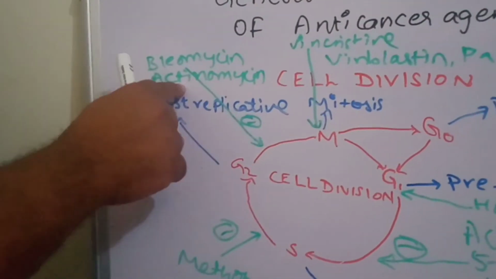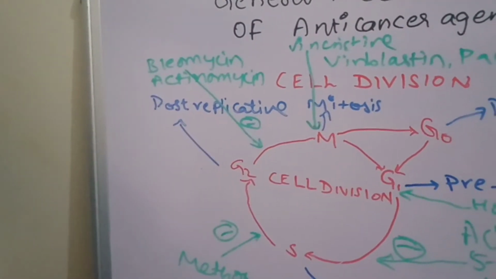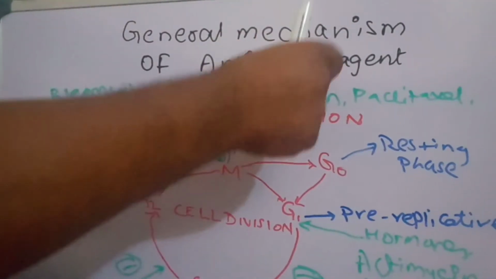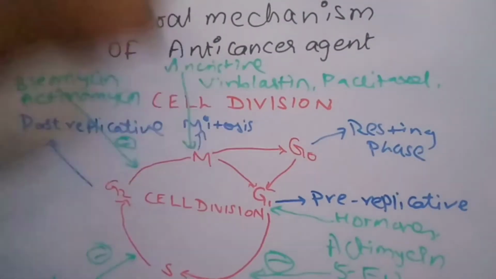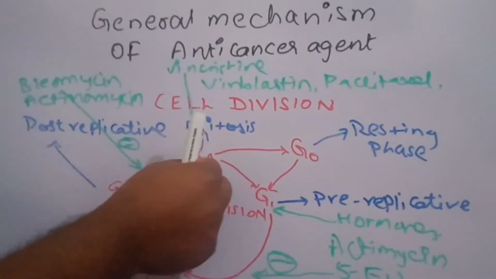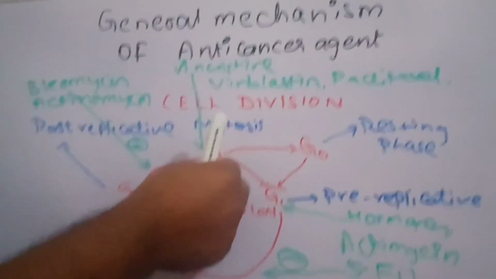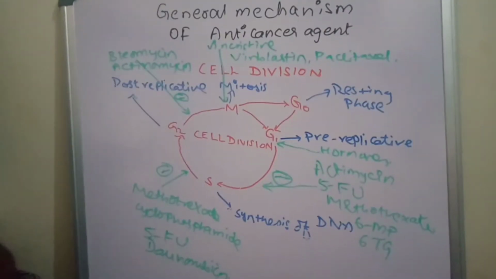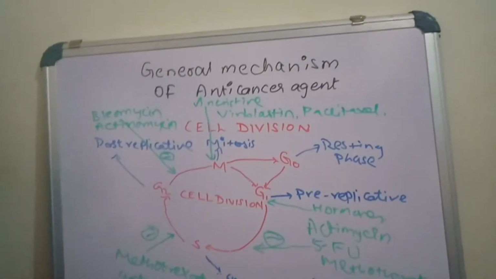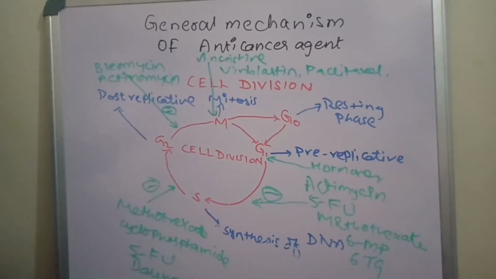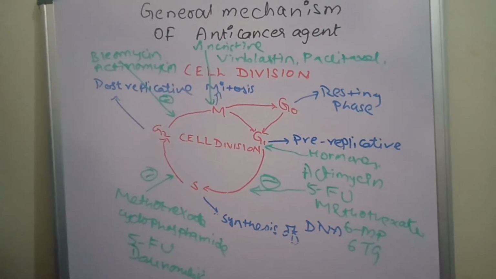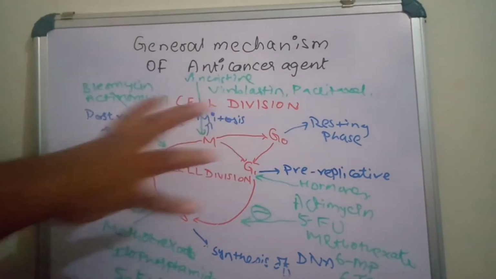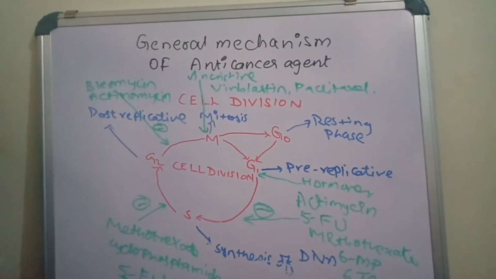Bleomycin and actinomycin act on the post-replicative phase, so no cell division takes place. Whereas vincristine, vinblastine, and paclitaxel directly act on the microtubules of the mitosis process, the cell division process, thereby inhibiting cell division. As a result, there is no proliferation of cells, which means no development of tumors or cancer. Hence they are used to treat cancer. This is the general mechanism involved in anti-cancer agents.